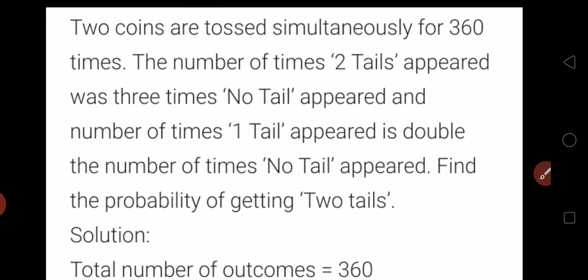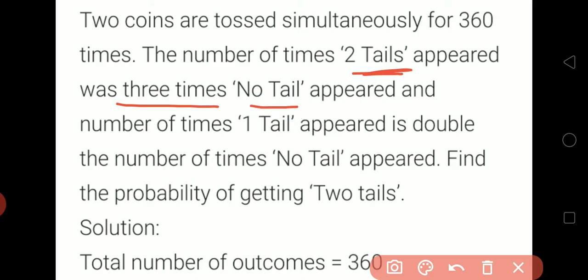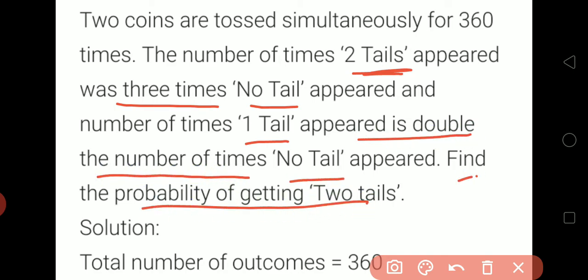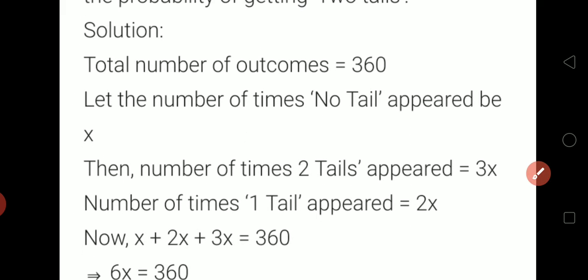Here 2 coins are tossed simultaneously 360 times, and the number of times 2 tails appeared was 3 times the number of times no tail appeared. And the number of times one tail appears is double the number of times no tail appears. Find the probability of getting 2 tails. So here the total outcomes given is 360.